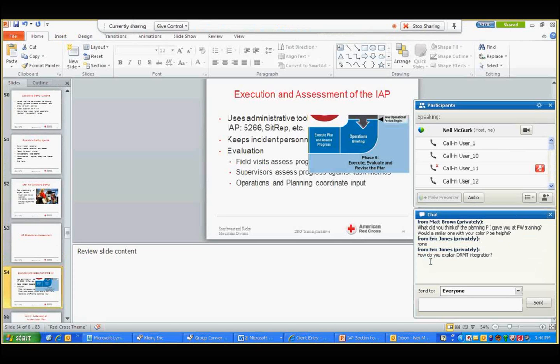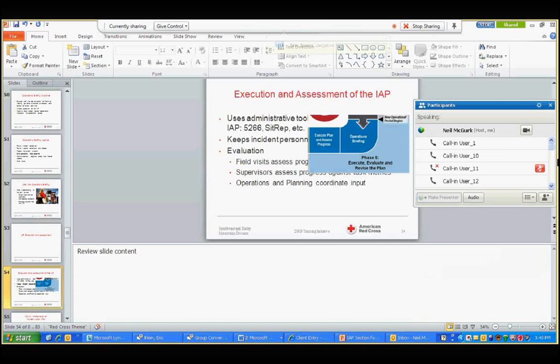I did get a question about how I explain DRMT integration. The DRMT component is actually in section 1 of the first session, which we had to cancel yesterday due to some WebEx issues, so we weren't able to cover it. But that is explained in section 1. And Eric, do you have any other questions regarding the DRMT? Eric Jones? Okay, that's all right.